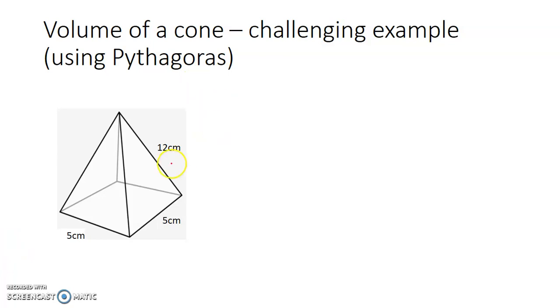In this example we're trying to find the volume of this pyramid, but the problem is that the way we know how to do volume so far, we need to know the height of the pyramid. With this pyramid here, we don't know what its height is. Now I know the volume of a pyramid is equal to 1/3 of its base times its height.